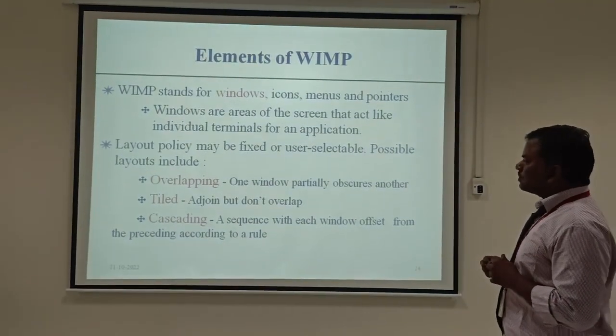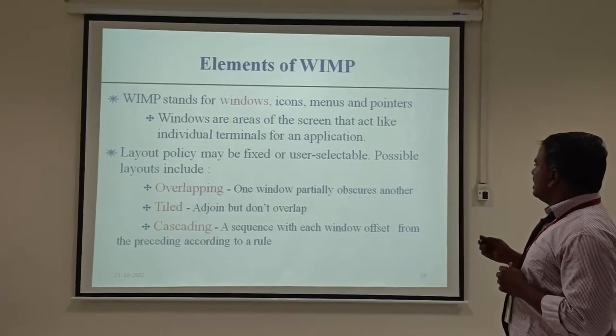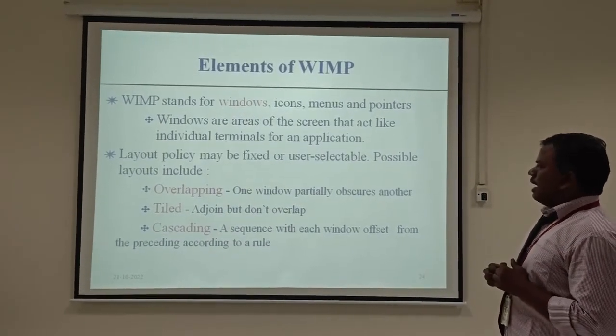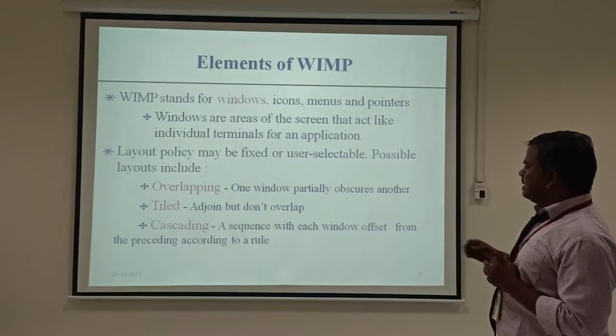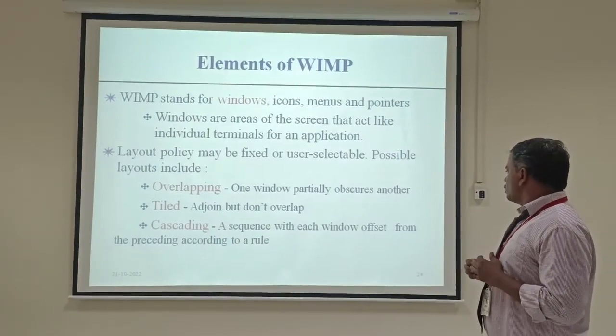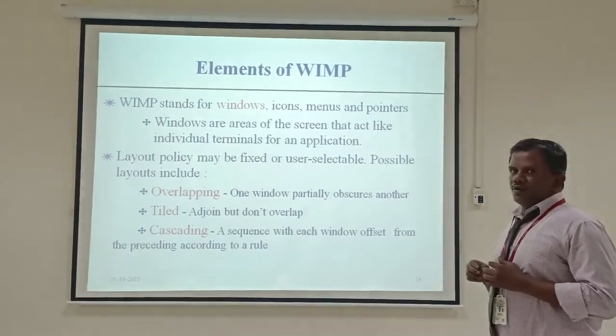overlapping, tiled, cascading. Overlapping: one window partially obscures another one. Tiled: adjacent but doesn't overlap. Cascading: a sequence of windows, each offset from the preceding one according to a rule.